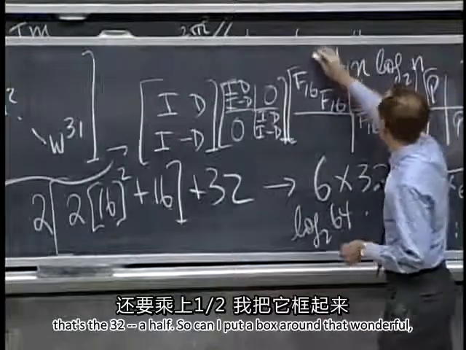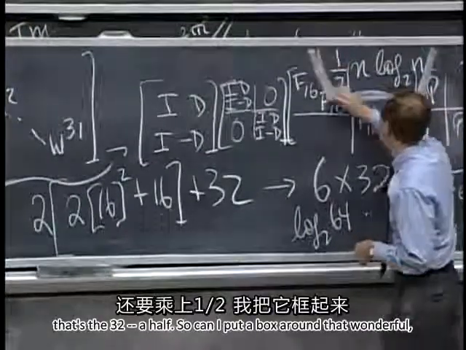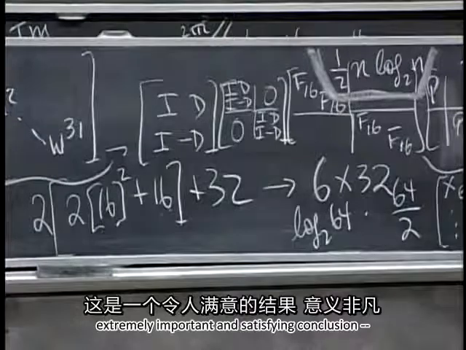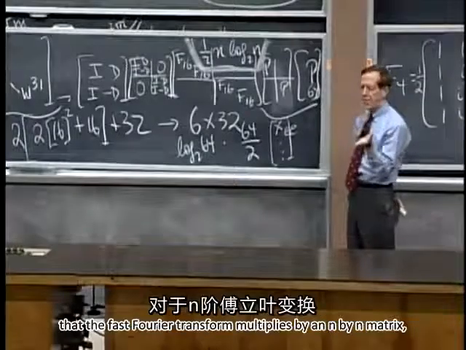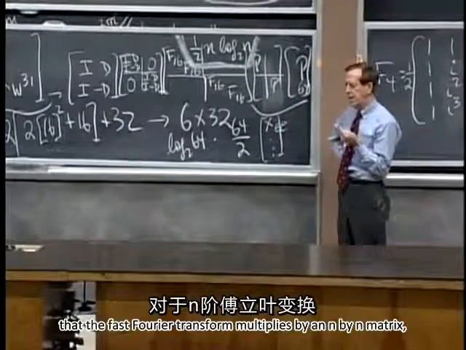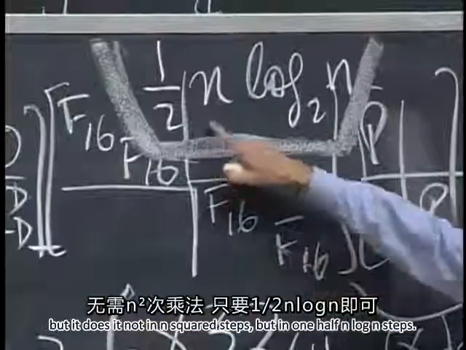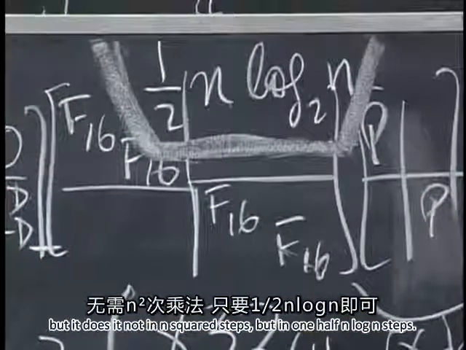So can I put a box around that wonderful, extremely important and satisfying conclusion that the fast Fourier transform multiplies by an n by n matrix, but it does it not in n squared steps, but in 1/2 n log n steps.